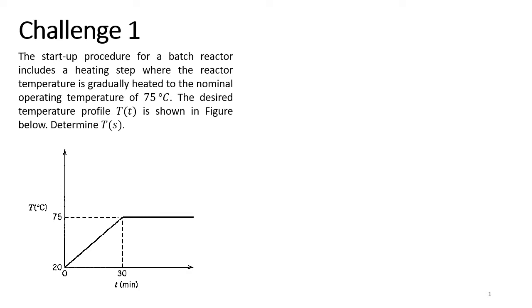The startup procedure for a batch reactor includes a heating step where the reactor's temperature is gradually heated to the nominal operating temperature of 75 degrees C. The desired temperature profile T(t) is shown in the figure below, and we need to determine T(s). Given here is a graph showing the temperature profile of T in the time domain.